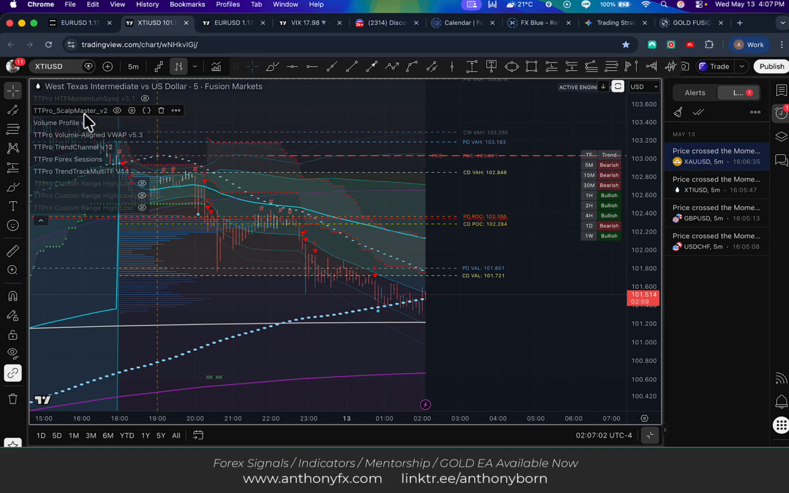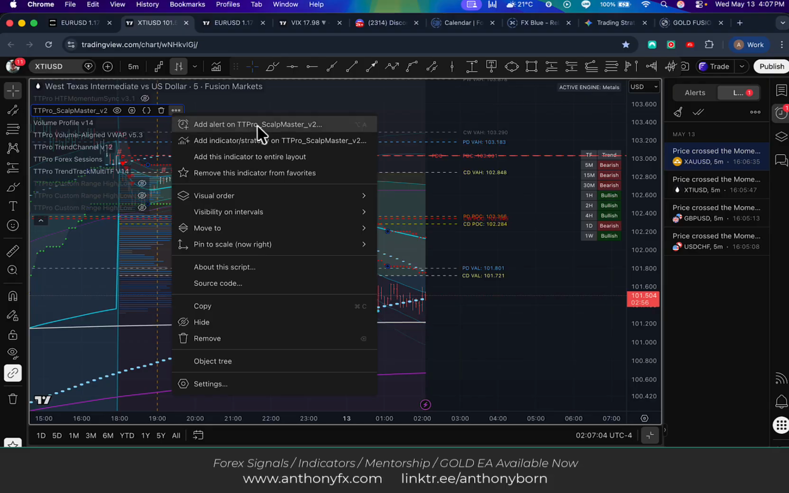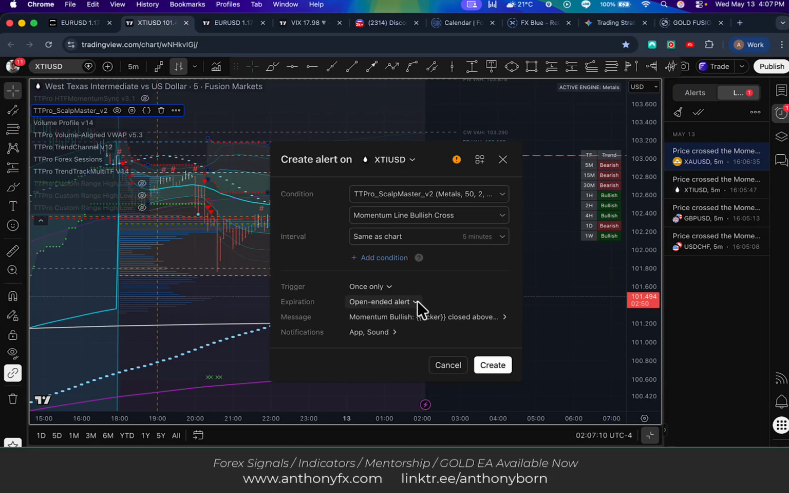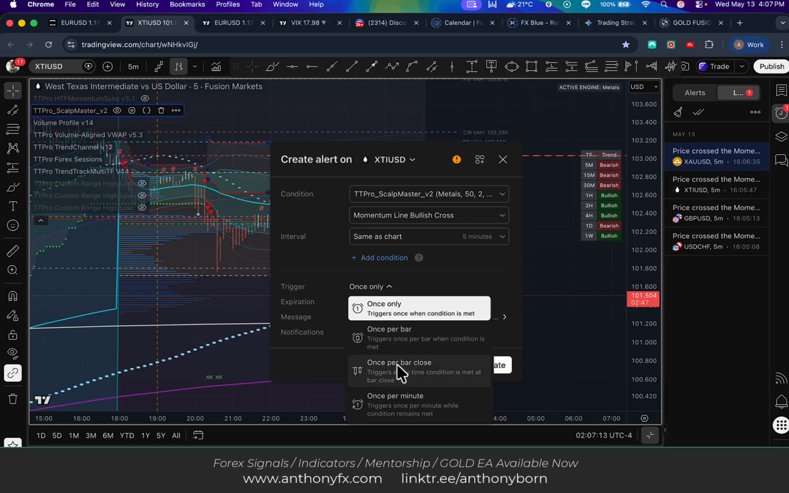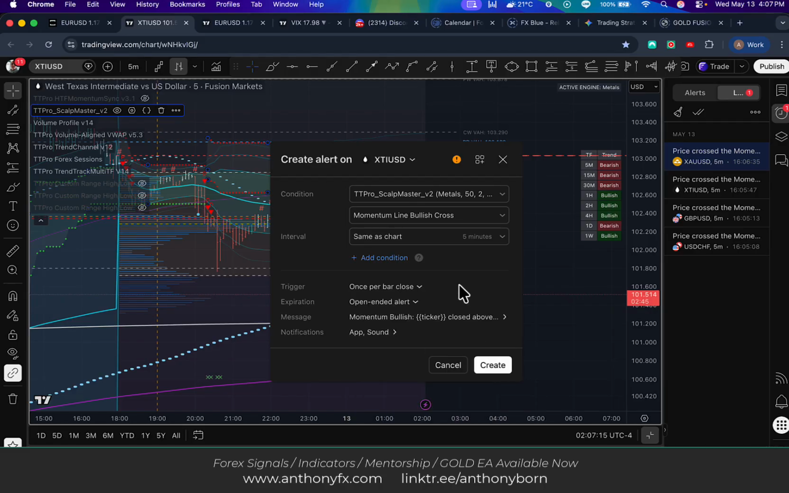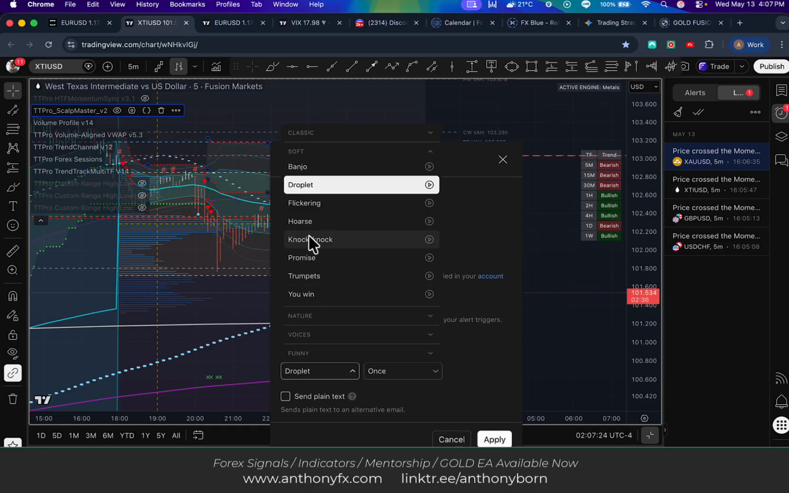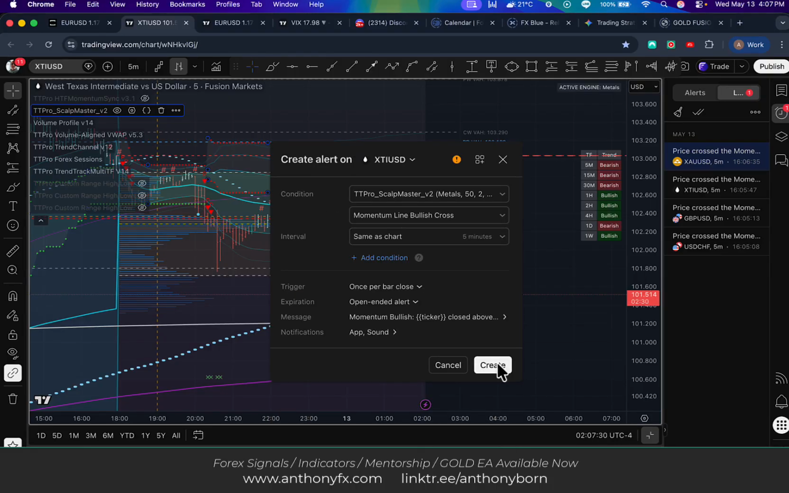If this crosses up that, let's see if we've got that. Scalp Master momentum, momentum line bullish cross, once per bar close. Guys, I really like what I'm seeing here. So I'm going to change the sound. This one is not going to be droplet. This is going to be knock knock. Let's go.